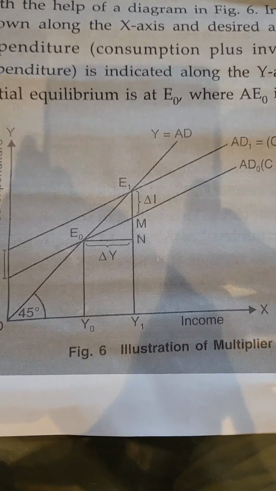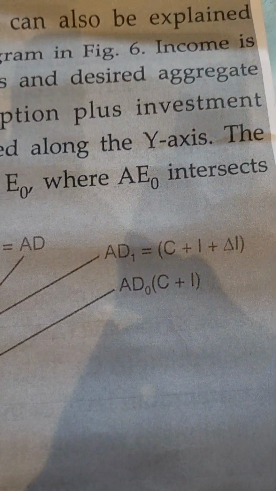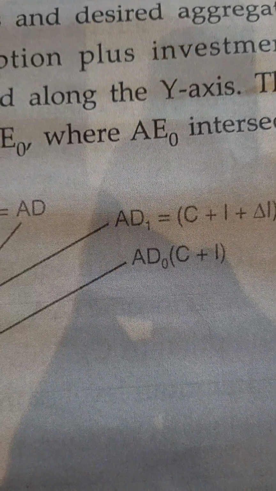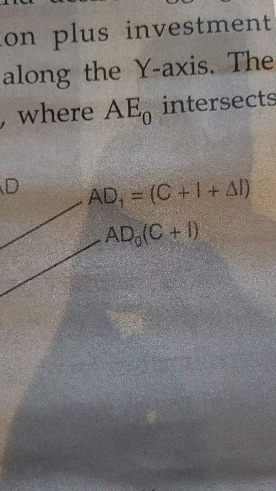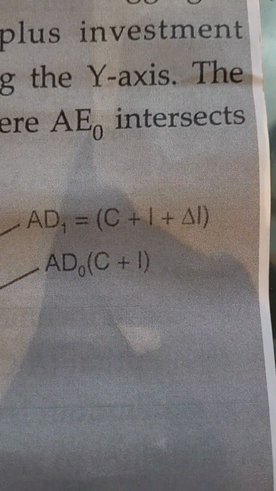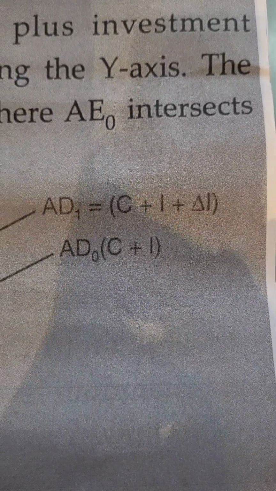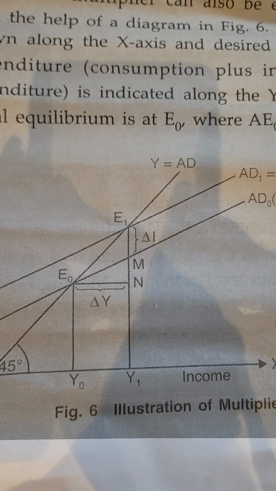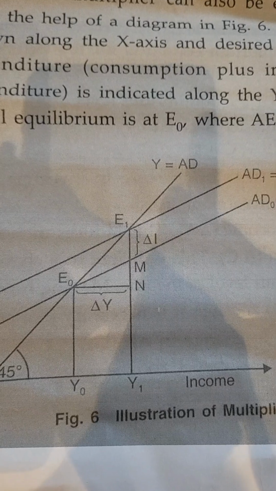Then AD 0 and AD 1. AD 0 is the initial aggregate demand, C plus I. Then AD 1 is the new aggregate demand after the increase in the investment. You can notice here it's written C plus I plus delta I, when we consider that there's an increase in the investment, delta I. Because of this, the aggregate demand curve increases. So there's an upward shifting of the aggregate demand curve.